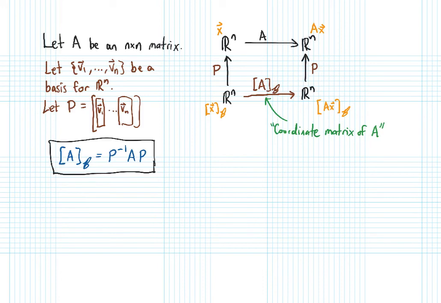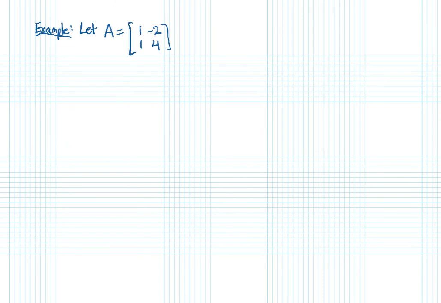And I would say that the right way to think about what this coordinate matrix is, is that it tells you what the linear transformation looks like from the point of view of this new set of axes given by the vectors in the basis. So we'll be using this idea a lot later in the semester, but for now I'll just show you one example so you can see the value of it.